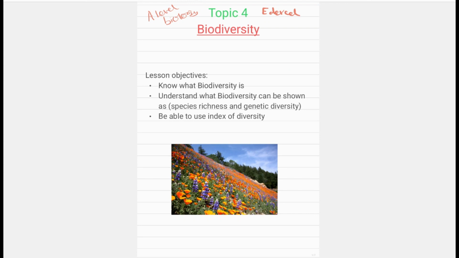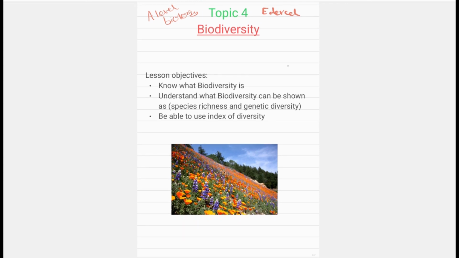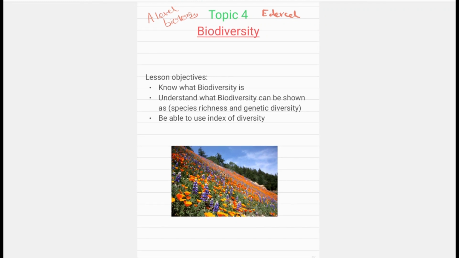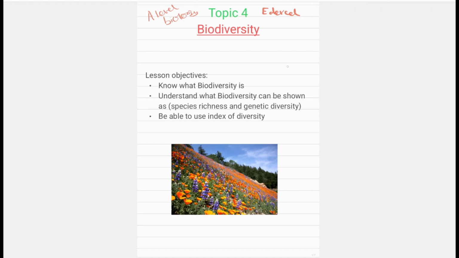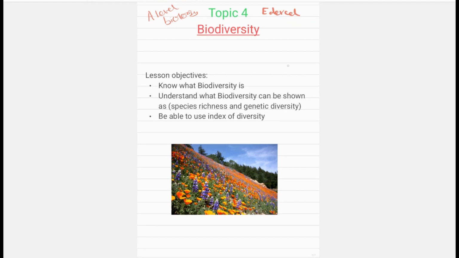So our learning objectives for today are knowing what biodiversity is, understanding how biodiversity can be shown, where they will give you two examples, and being able to use the index of diversity. Now, these are, of course, taken from the exam specification, so these are very important objectives for you to know by the end of this lesson.